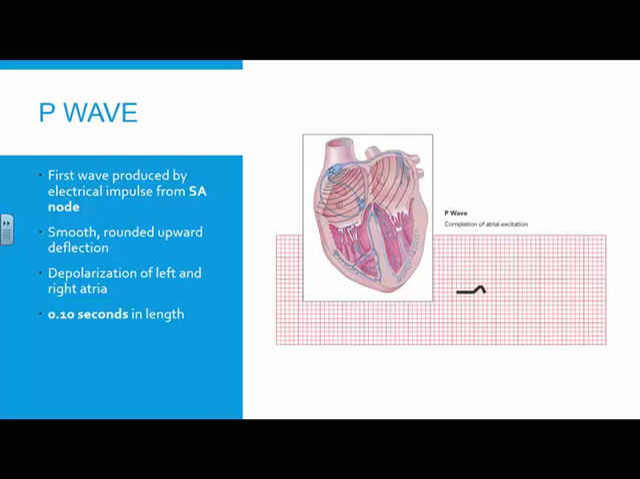In lead 2, lead 2, lead 2. Everything that we're going to do until we get to 12 lead is going to be lead 2. Okay? So a normal length of a P wave is 0.10 seconds.